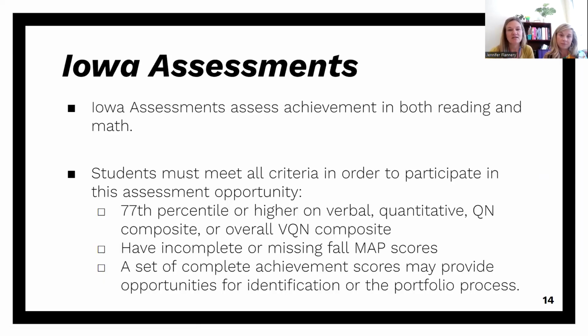The Iowa assessment assesses achievement in both reading and math as well. Students must meet all the criteria in order to participate in this assessment opportunity. So they must be in the 77th percentile or higher on the verbal, quantitative (QN) composite, or overall VQN composite on the COGAT. They usually have an incomplete or missing fall MAP score, either in reading or in math. And a set of complete achievement scores may provide opportunities for identification in the portfolio process.